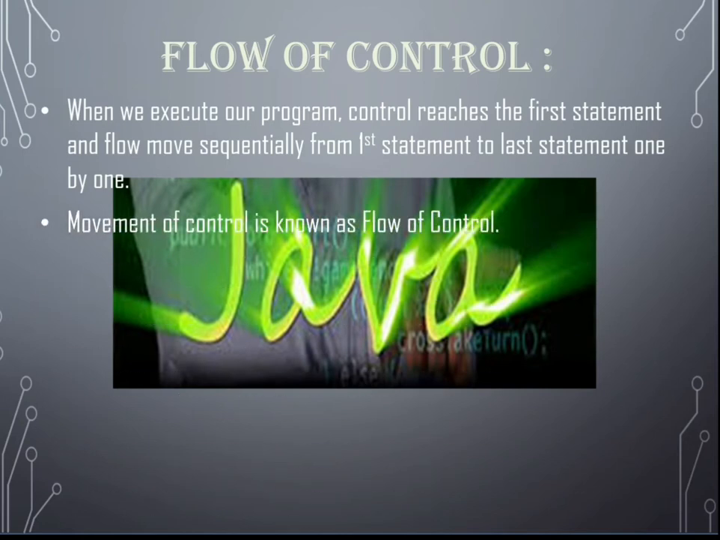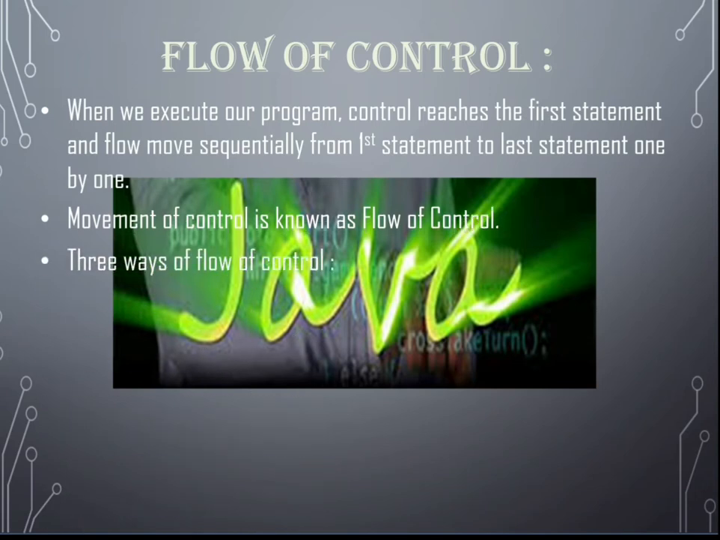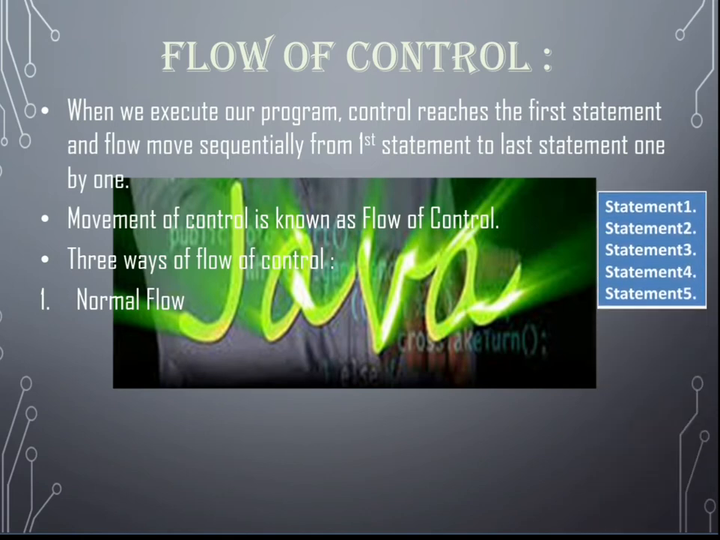The movement of control is known as flow of control. And we have three ways. Number one, normal flow. When we are moving one by one, covering each and every statement, that is normal flow. See, one diagram is in front of you all. Statement number 1, 2, 3, 4, 5. If we are reading continuously, that is normal flow.